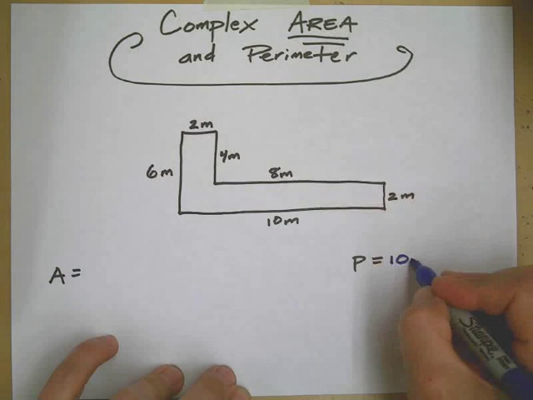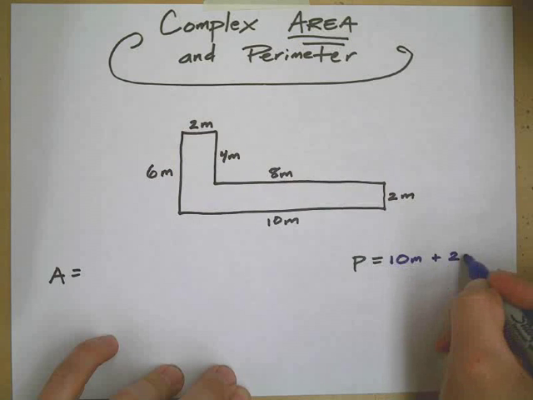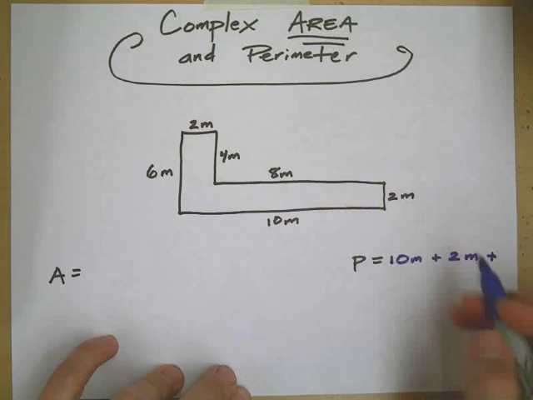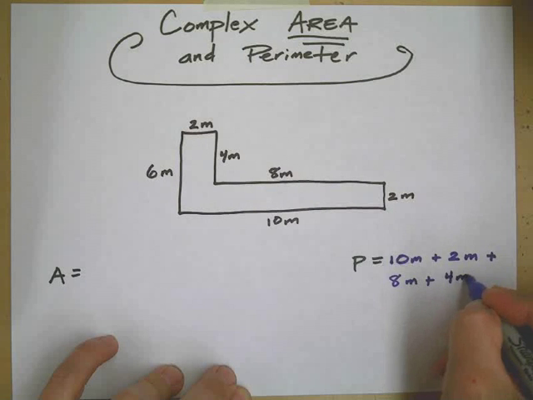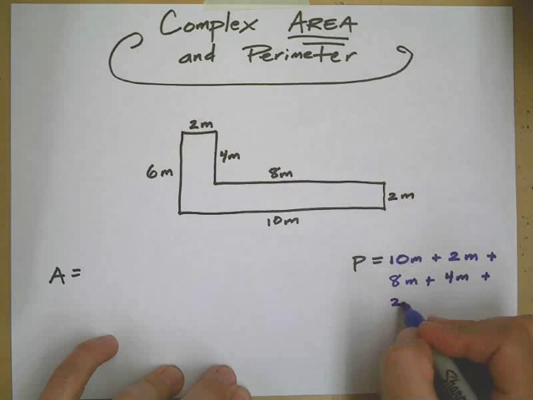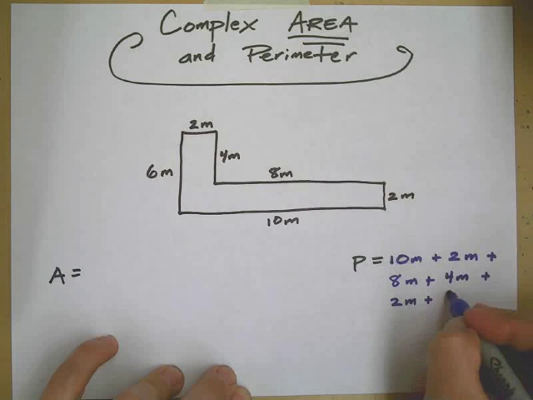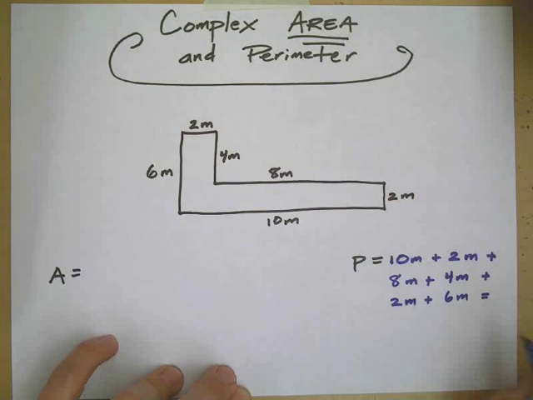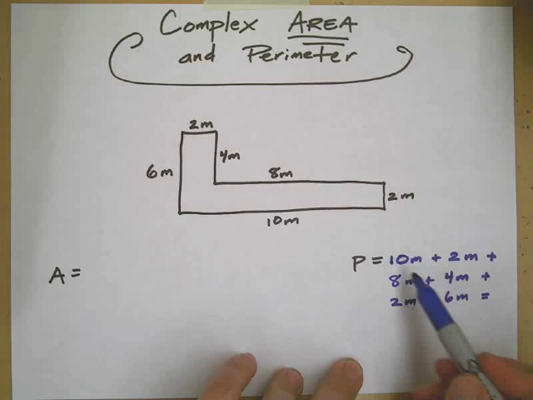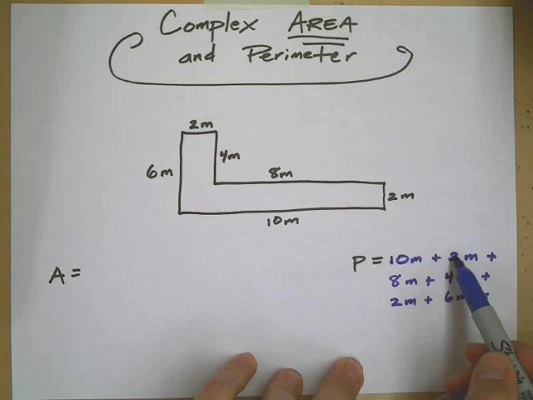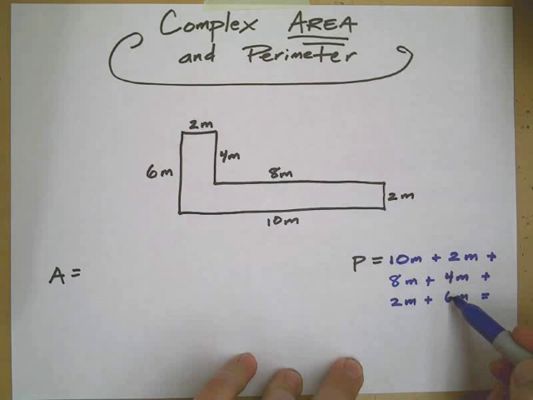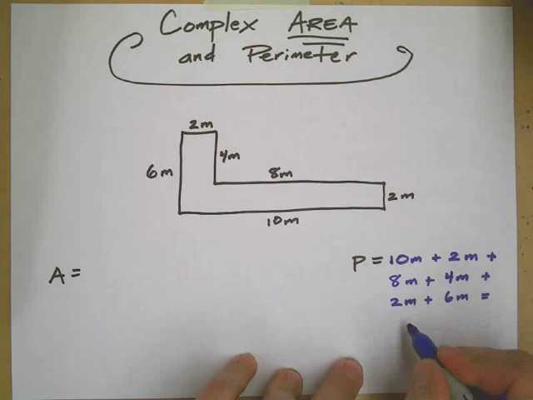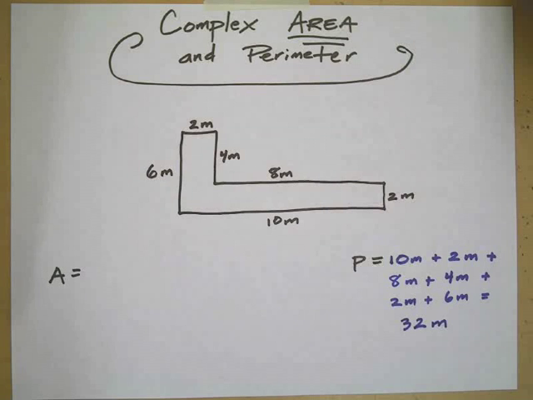So starting here at the bottom, we have 10 meters plus 2 meters. Coming up here, plus 8 meters plus 4 plus 2, and finally 6. I can find some real easy pairings to work with. Here's 10. 2 and 8 make 10 again, so I'm up to 20. 4 and 6 make 10 again. I'm up to 30. And then if I add that last two, I will have a perimeter of 32 meters.